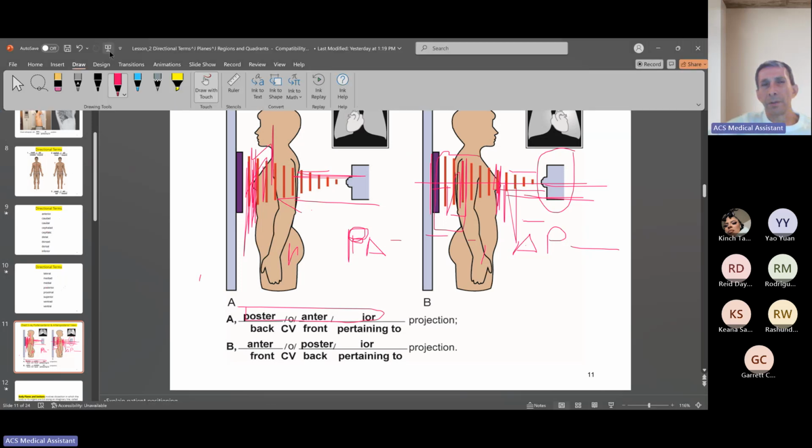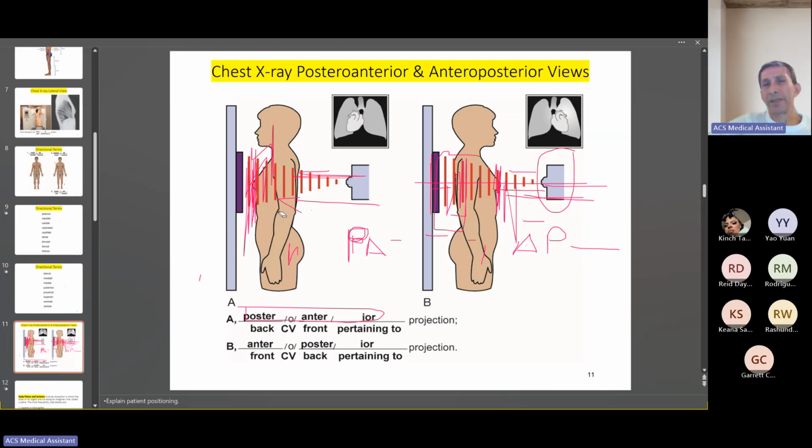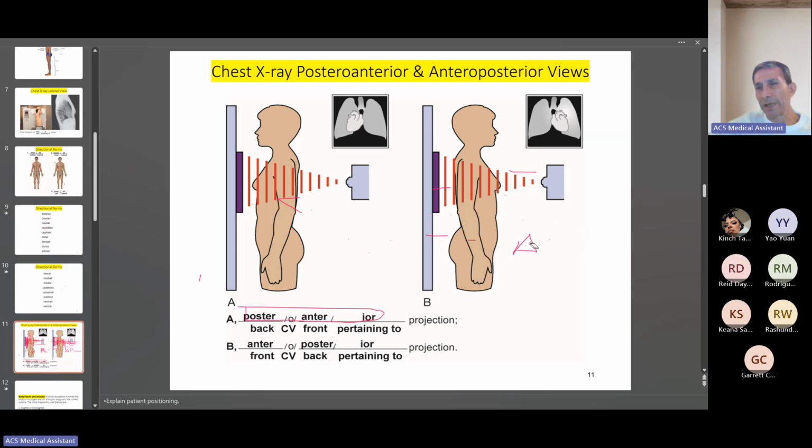That is how these X-ray positions are so important. The doctor can say, I need an AP. That's it, only one view. Or they can say lateral right, lateral left, an oblique. I need all the views. Well, if I need all the views, I have no problem with that.